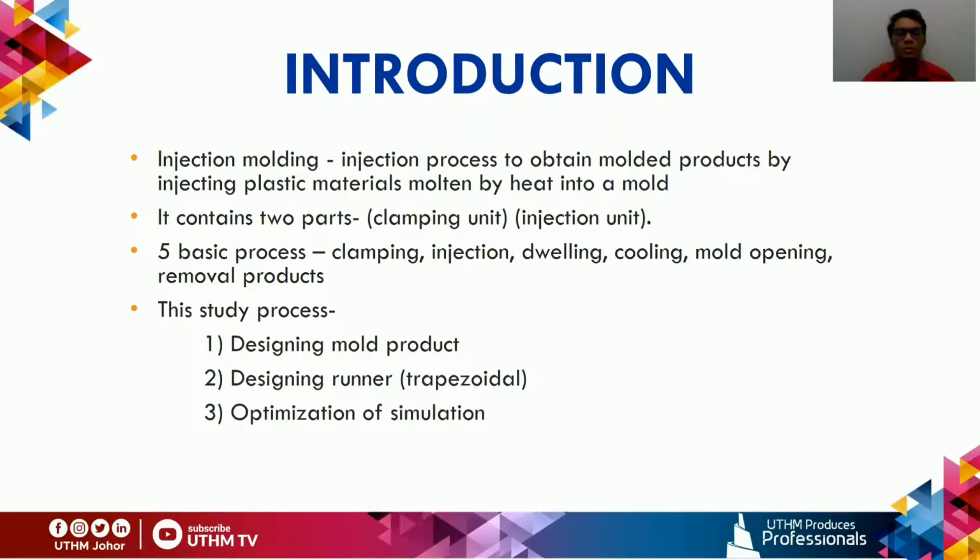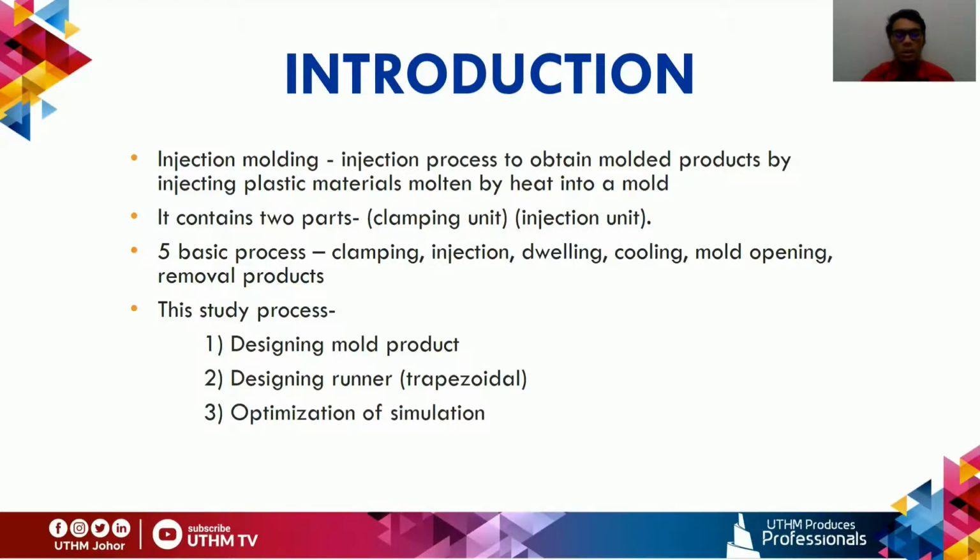First of all, as we all know, injection molding is a process to obtain molded products by injecting plastic materials molten by heat into a mold. An injection molding machine usually contains two parts, which are the clamping unit and the injection unit. There are basic processes during injection molding, which are clamping, injection, dwelling, cooling, mold opening, and removal of the product.